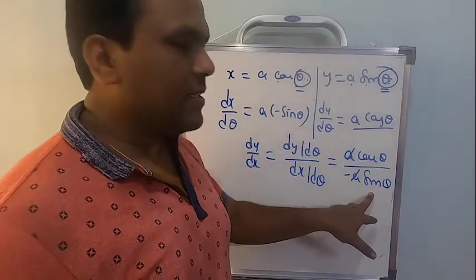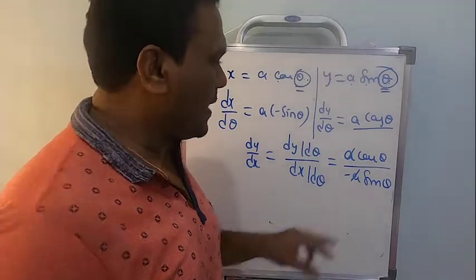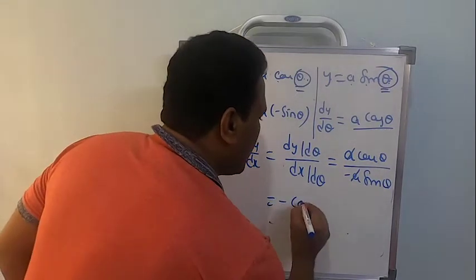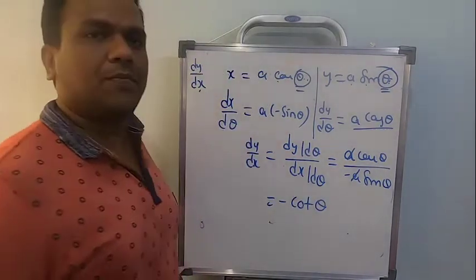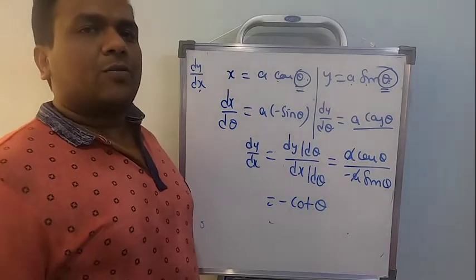So what is cos theta by sin theta? Cot theta. So there is a minus sign. So the answer should be minus cot theta. That is how it should be done, students.